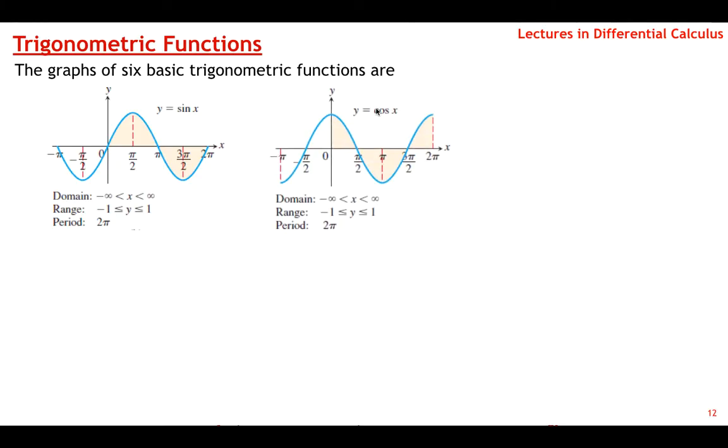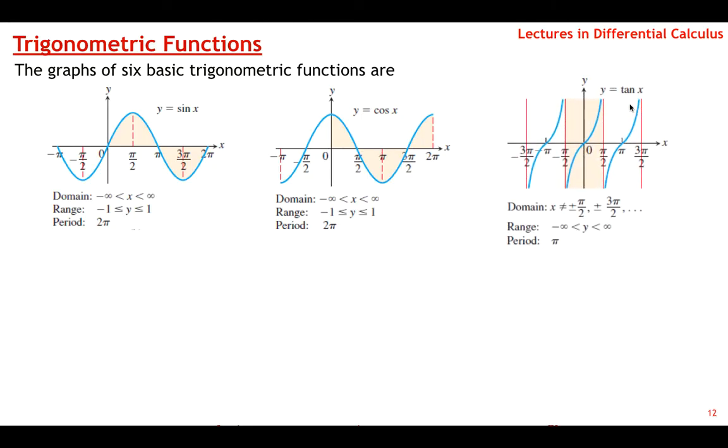Then you have y equal to cosine of x function. Its domain is again minus infinity to infinity, range is -1 to 1 and periodic with period of 2 pi. So this curve is just a shifted curve of this with a pi by 2 angle.